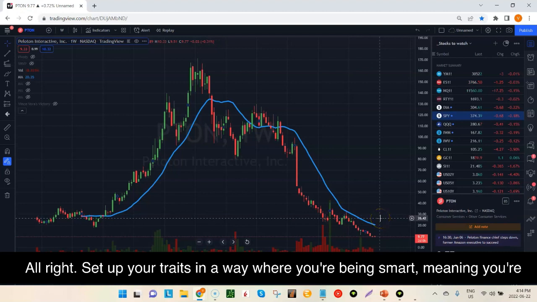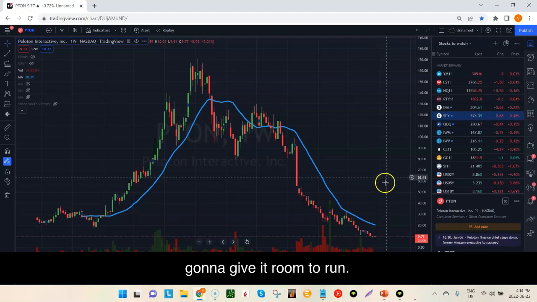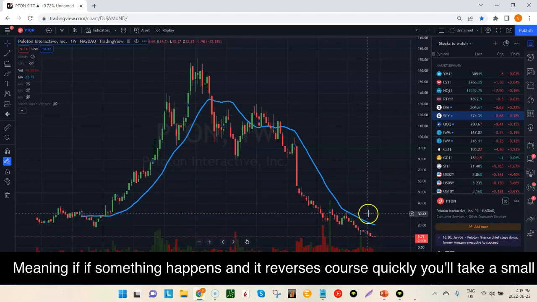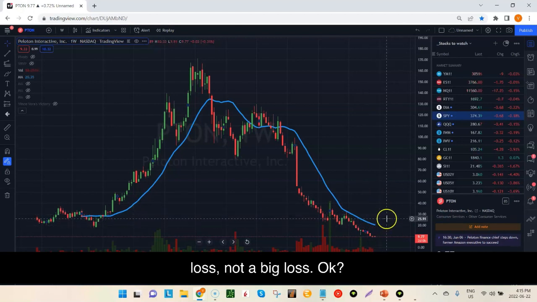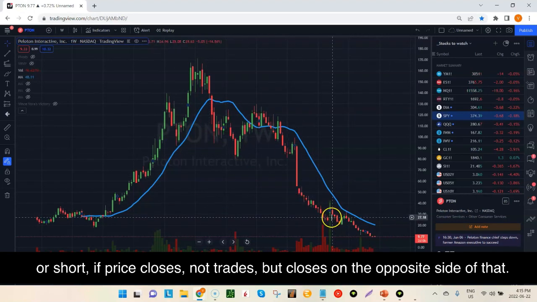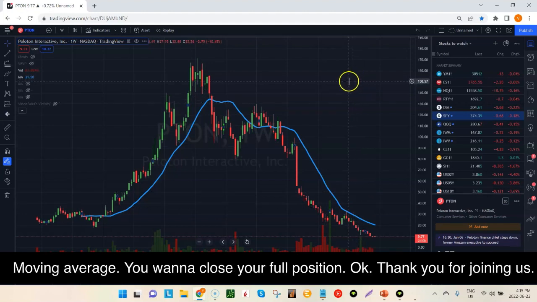Set up your trades in a way where you're being smart, meaning you're going to give it room to run, but your stop is just below the most recent pivot low, meaning if something happens and it reverses course quickly, you'll take a small loss, not a big loss, okay? And remember the hard exit, the 20-period moving average. Whether you're long or short, if price closes, not trades, but closes on the opposite side of that moving average, you want to close your full position, okay?